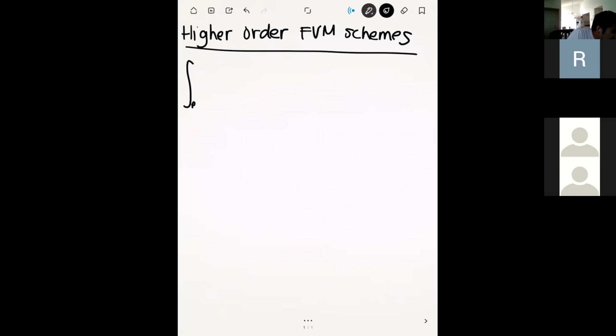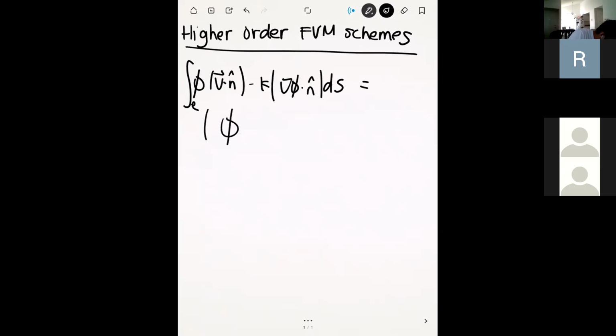So let's say that we have the east integral. Okay? So we have the integral of phi v dot n minus k gradient of phi dot n ds. And then when we apply the trapezoidal rule to this, we get the following: little phi sub e u minus k d phi dx on the east face. In particular, I want to focus on this term.